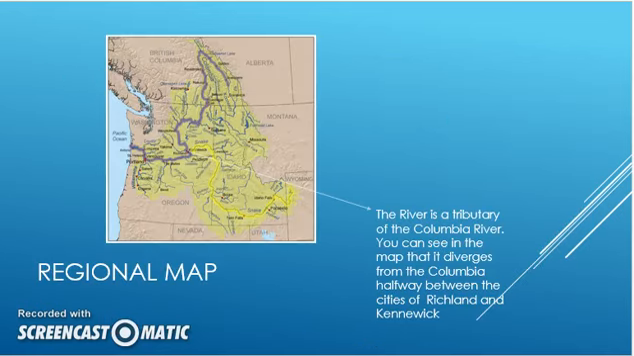So here we have the regional map. Now you can see that the river is a tributary of the Columbia River. You can also see in the map that it diverges from the Columbia halfway between the cities of Richland and Kennewick.